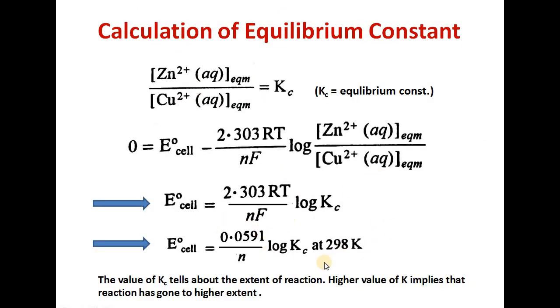So from this we can easily find the value of the equilibrium constant from the standard EMF of the cell. At 298 Kelvin, we put in the various values and get this final expression for the standard EMF of the cell, equal to 0.0591 divided by N log Kc. So the value of Kc will tell us about the extent of reaction. The higher the value of this equilibrium constant, the more the reaction has gone to a higher extent. So this is the expression which gives us the equilibrium constant of a cell reaction from the standard EMF of the cell.